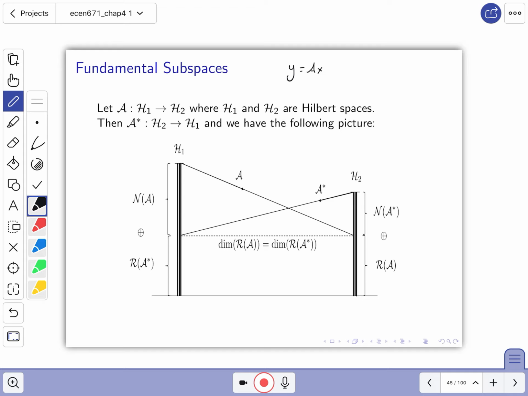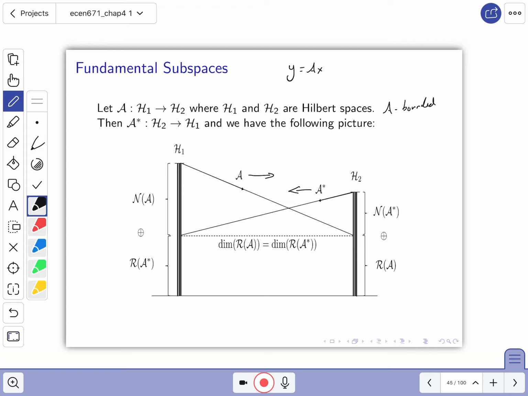The setup is as follows. A is going to map H1 to H2, and H1 and H2 are Hilbert spaces. We also have to assume that A is bounded. Okay, so it's a continuous operator, or the norm of the operator is less than infinity. And then we also have an adjoint. Remember the operator operates in this direction from H1 to H2, and then the adjoint is going to operate in the opposite direction from H2 to H1.